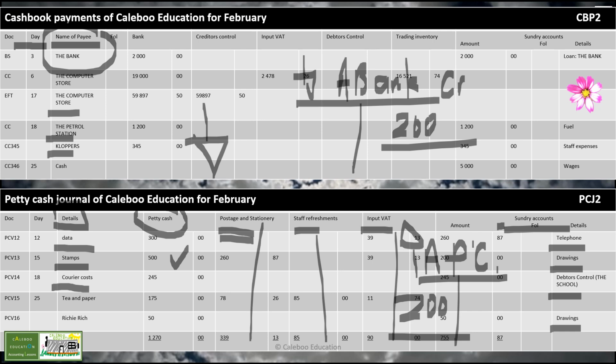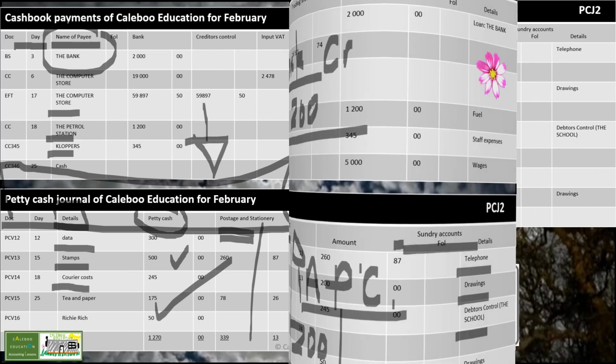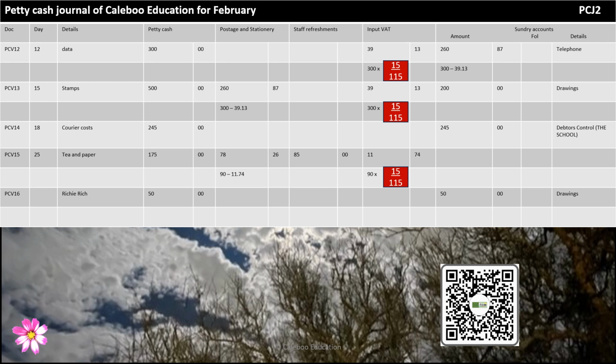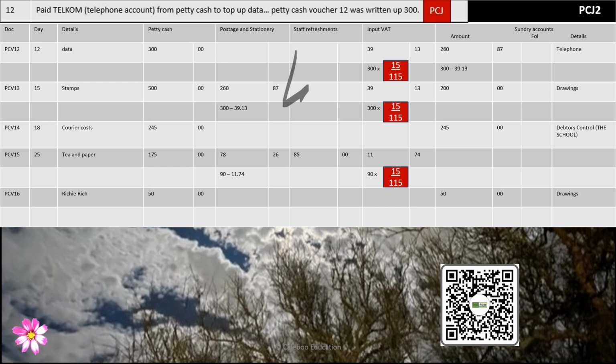So what we need to do now is go and record the transactions that we identified that needed to go into the petty cash journal. We need to now record the transactions in this journal. Transaction number 1, which happened on the 12th, is the following. We paid Telkom from petty cash to top up the data. Petty cash voucher number 12 was written up and it was for 300.